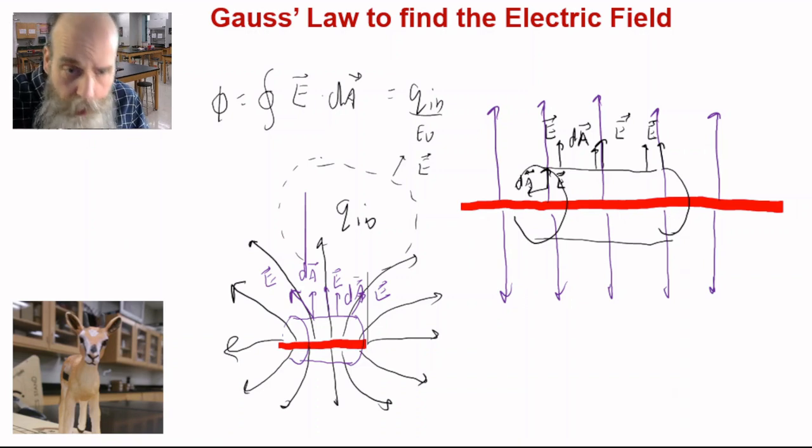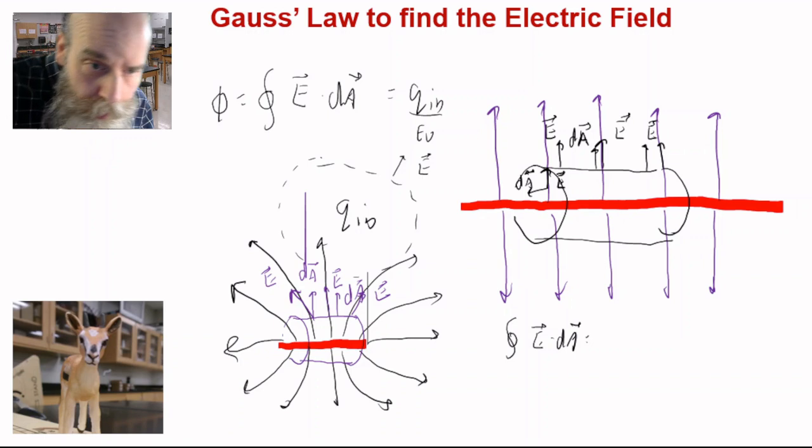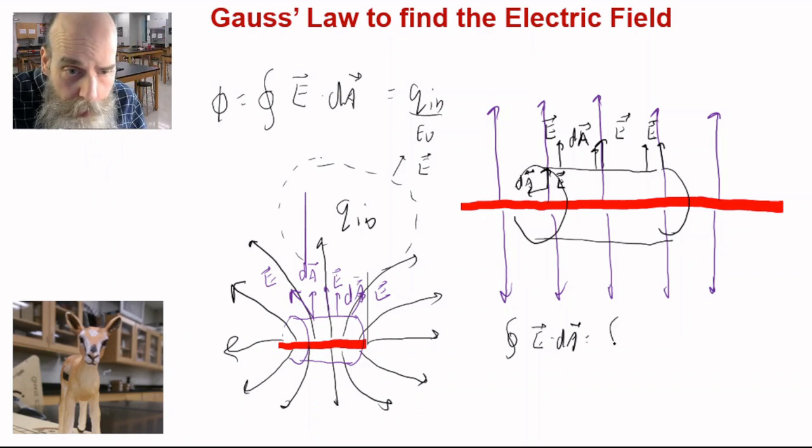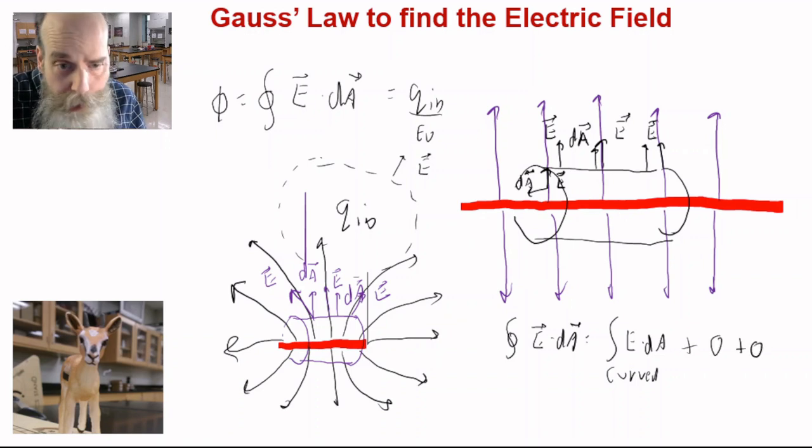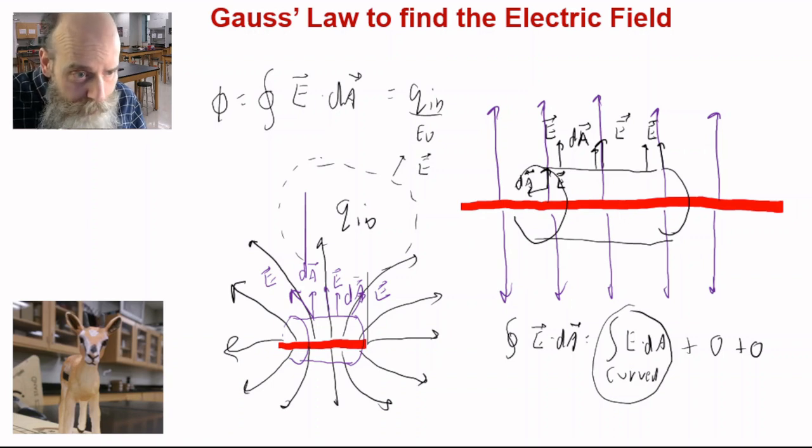So for this end and for the other end, E dot dA is 0. And E is constant on that curved surface. So if we do this integral, E dot dA, it is the E dot dA for the curved surface plus on the two ends, left end at 0, the right end at 0. So we can just do this integral on the curved surface, and then we can find that integral easily. So let's show how that can be done.